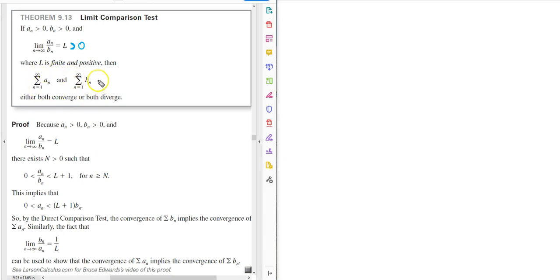So we want to prove this conclusion, that they either both converge or they both diverge, given these assumptions up here. Now, take note that the statement that they either both converge or both diverge is the same as saying these two things.